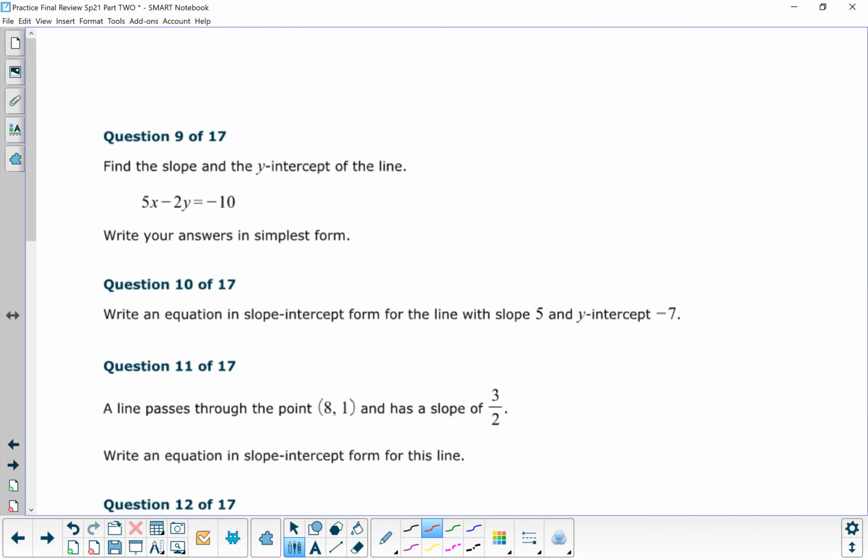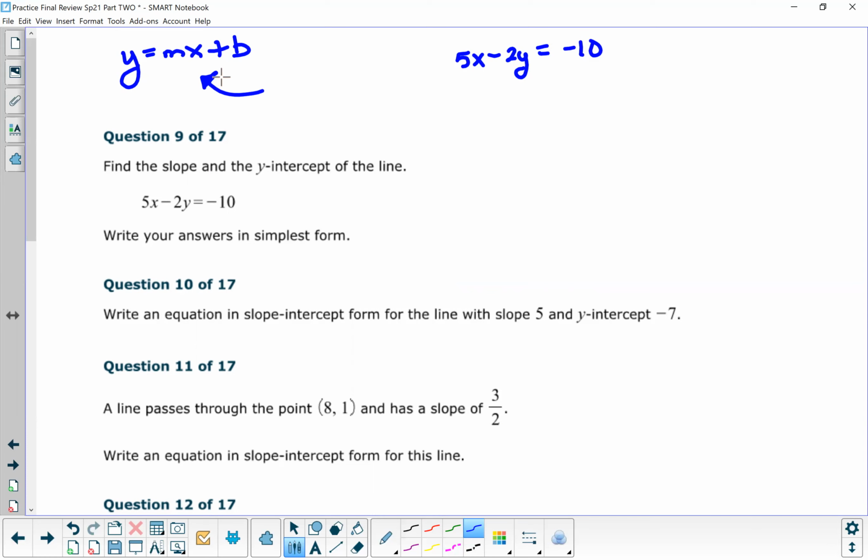All right, let's find the slope and the y-intercept of the line. So we have 5x, let's use a different color. There we go. 5x minus 2y equals -10. If I want to find the slope and the y-intercept of the line, this is standard form. If I rewrite the equation into slope-intercept form, so y equals mx plus b.